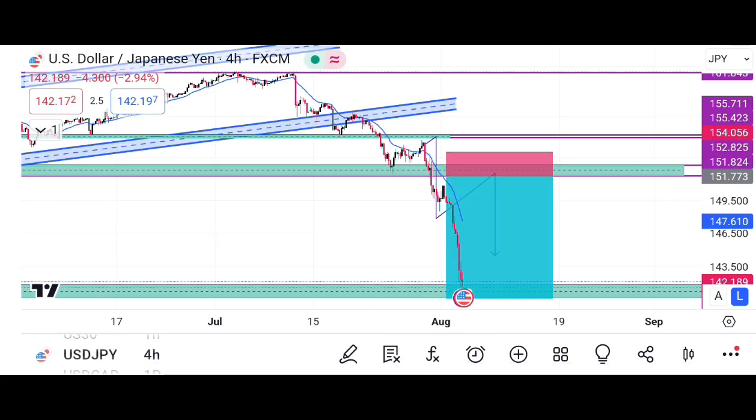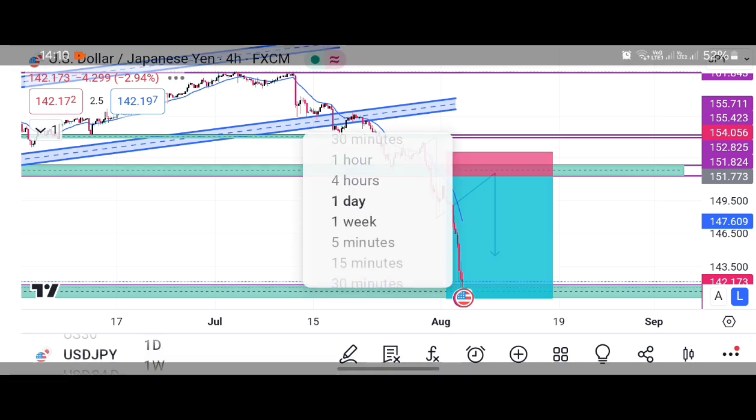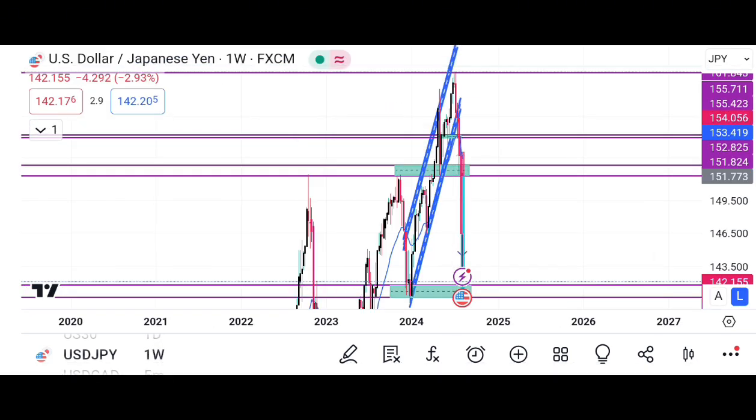I think I should reanalyze the USDJPY for you guys. Then I'll close the charts.